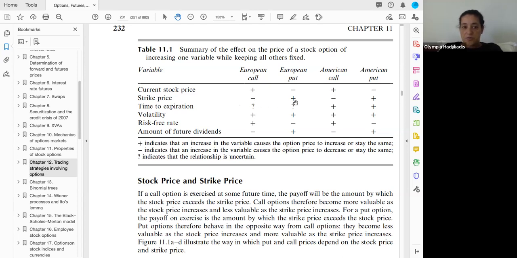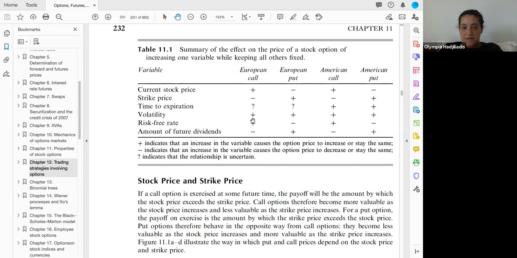And the European put gives you the right to sell at the strike price. So as the strike price increases, the higher the price of the European put, and the same holds true for American call and American put. As the time to expiration increases, it's unclear what the effect is on the European call and the European put. But the American call and the American put both increase in price because more dates are available on which to exercise the option.